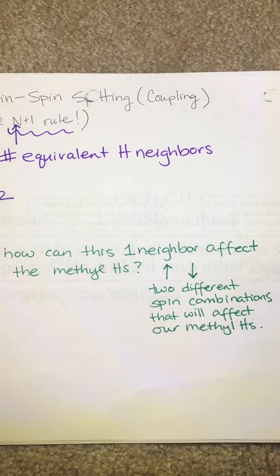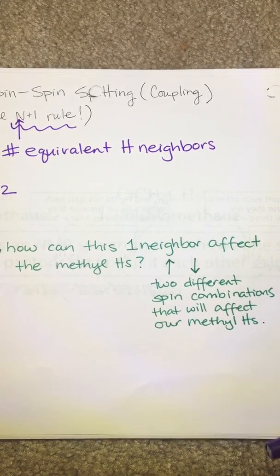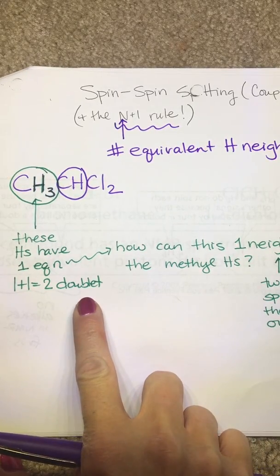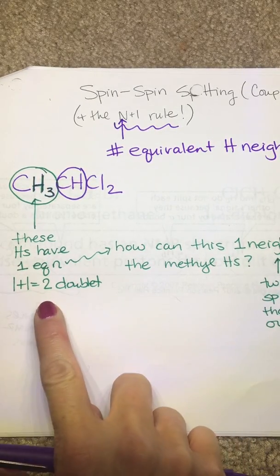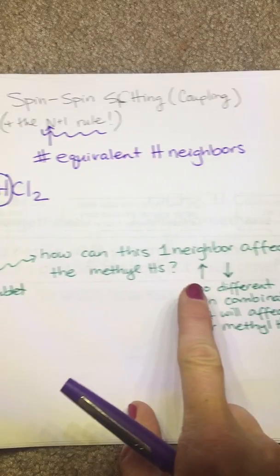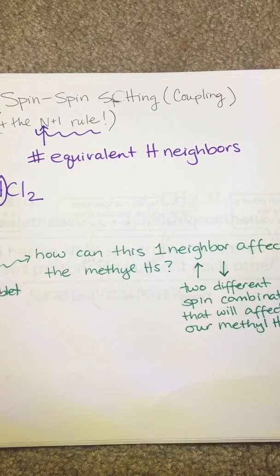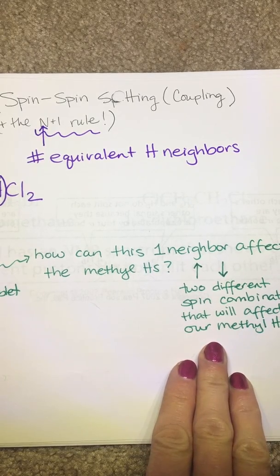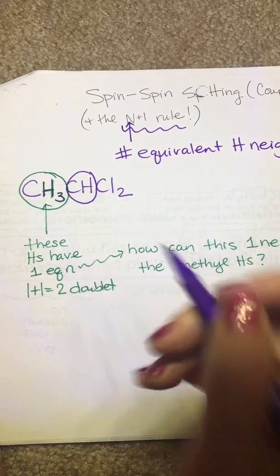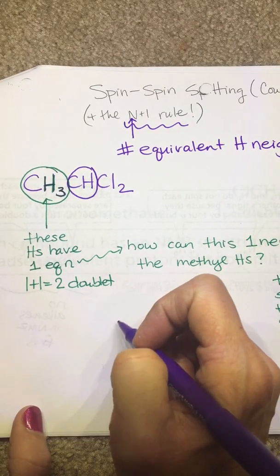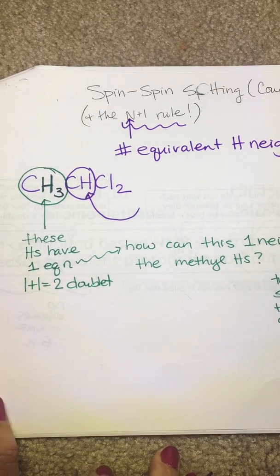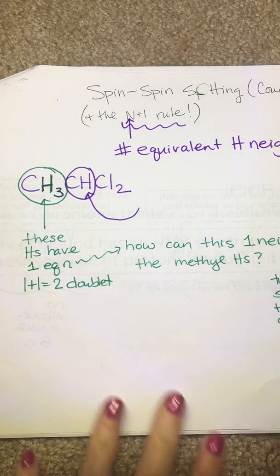So now that's why we're seeing a doublet. That's where that 2 is coming from, for the 2 different combinations that the methine hydrogen can do to affect our methyl hydrogens. So now let's take a peek at this one little methine hydrogen.